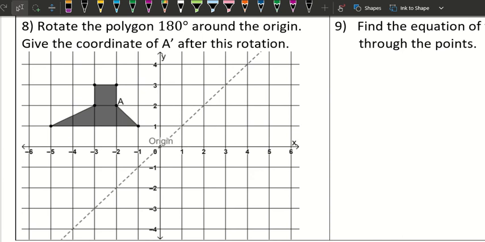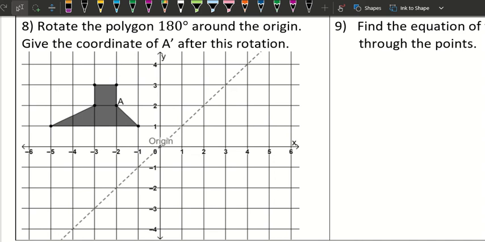Question number 8, I'm asking you to rotate this shape about the origin, that's the spot (0, 0), and then give the coordinates of A prime. If you ever need a piece of patty paper to help you visualize that, please let me know. I have some in the classroom.